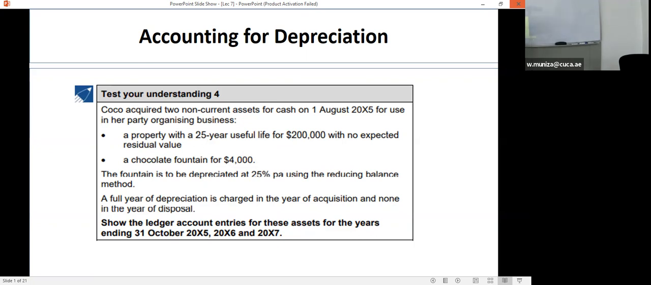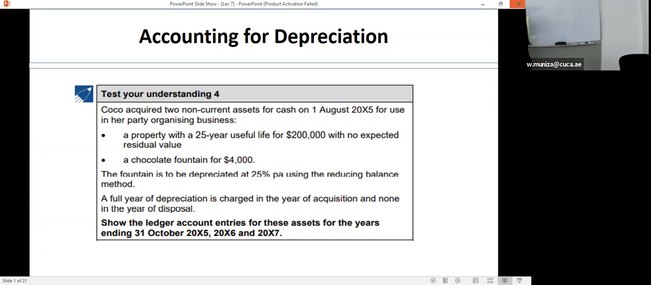For the first asset, they are not telling any information about it, but over here they are telling about the fountain only. So it means that for the property, we have to apply the formula in order to calculate the depreciation. They say a property with a 25 years useful life for $200,000 with no expected residual value. So how are we going to calculate the depreciation for it?